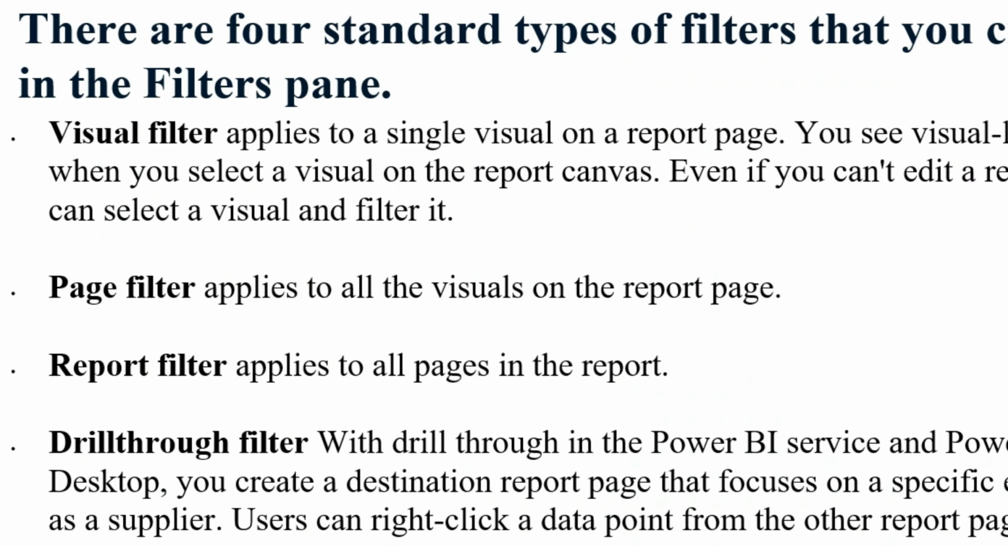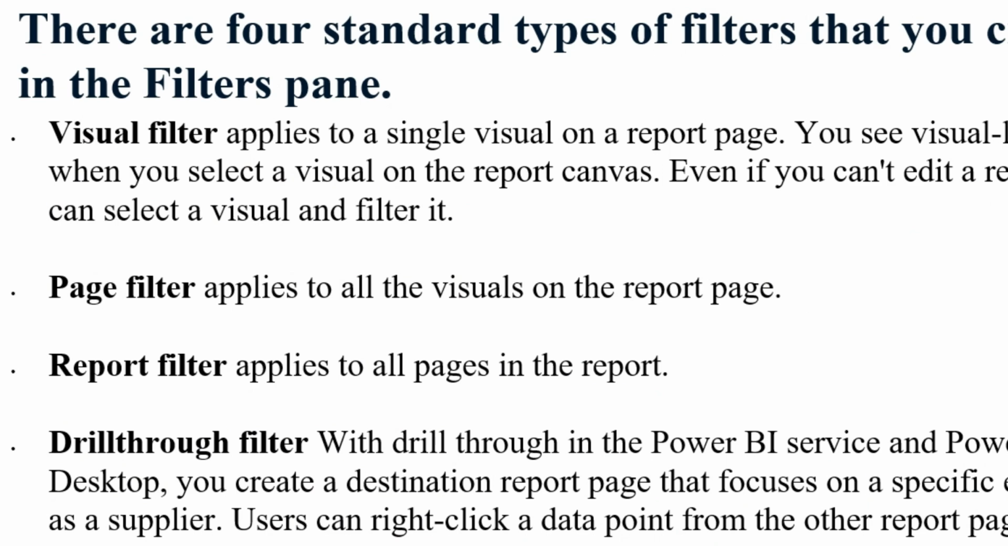So the visual filter applies to a single visual on a report page. You see the visual level filter when you select the visual on the report canvas. Even if you can't edit your report, you can select the visual and filter it. A page filter applies to all the visuals on the report page. Report filters apply to all the pages in the report.